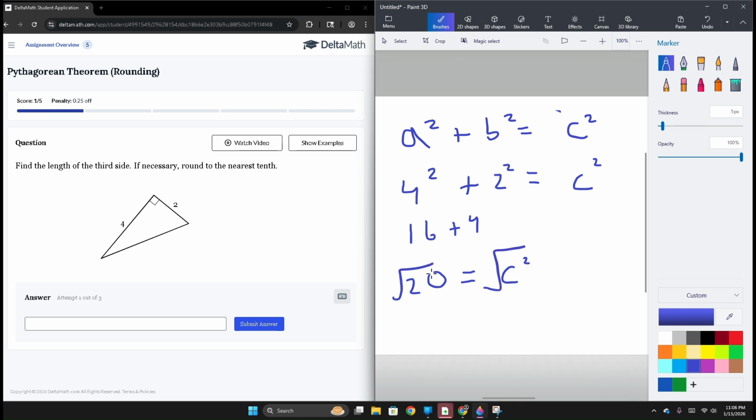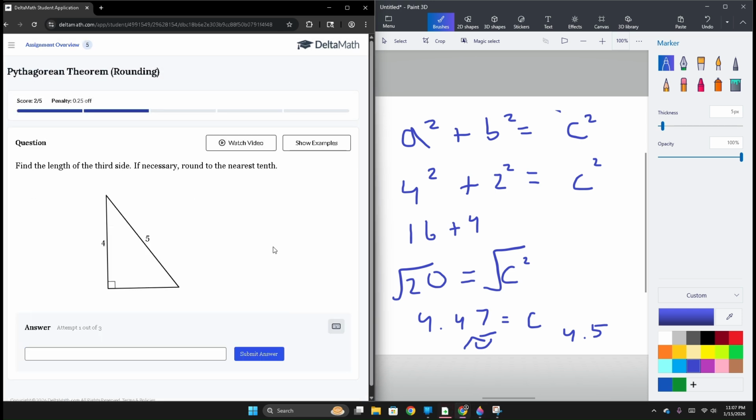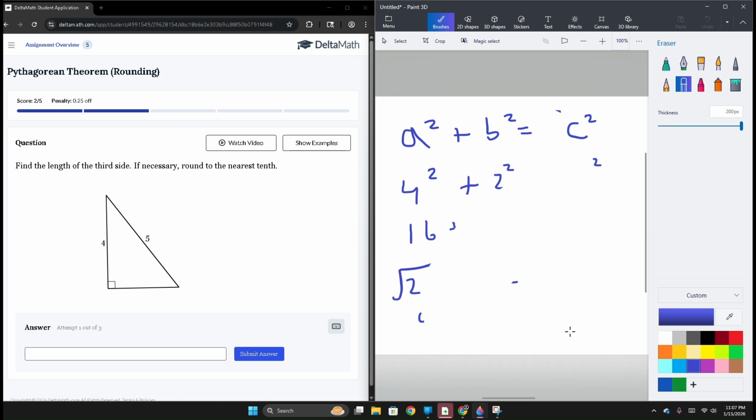But we're not looking for c to the second, we're looking for c. So let's use a square root to cancel out our exponent. The square root of 20 is 4.47. Our question is asking us to round to the nearest tenth, so that 7 will tell our 4 to round up to a 5. And our answer should be 4.5.